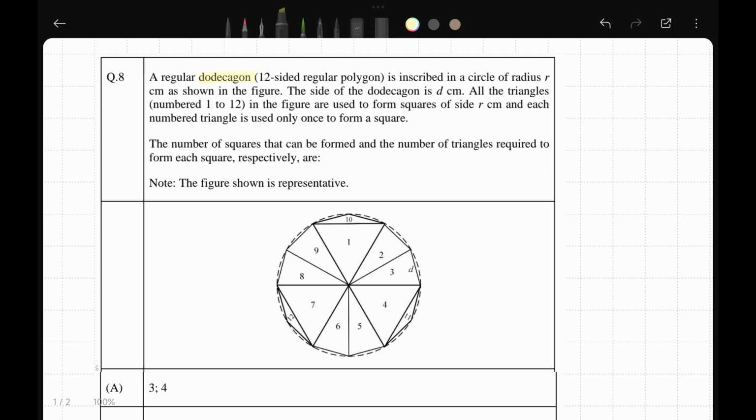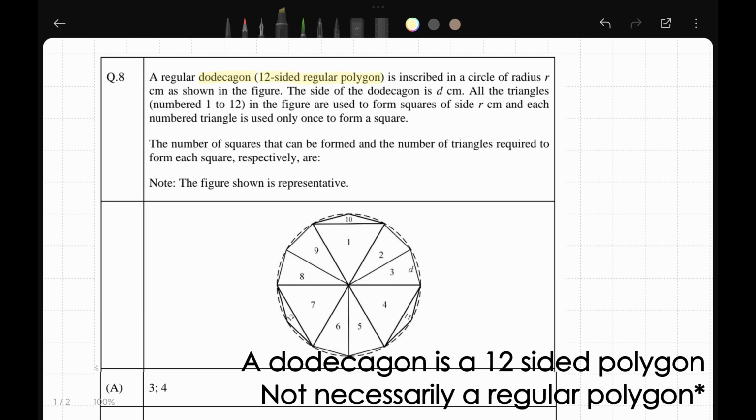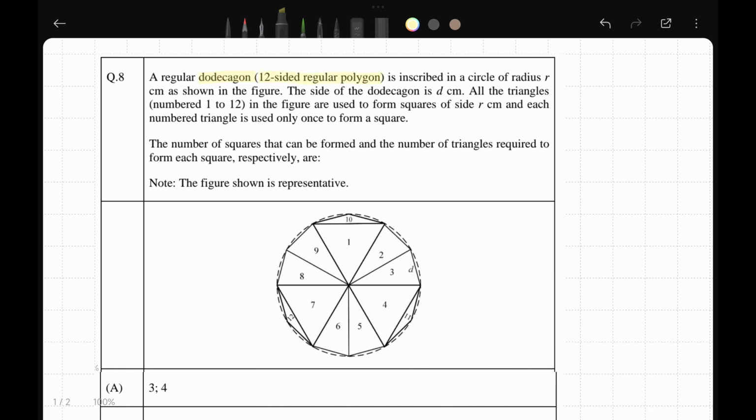A dodecagon is basically a 12-sided regular polygon. You might have heard of pentagon, hexagon, octagon. So, in that line, a dodecagon is basically a 12-sided polygon. And they've also mentioned that it is a regular dodecagon, which means all the sides are equal.